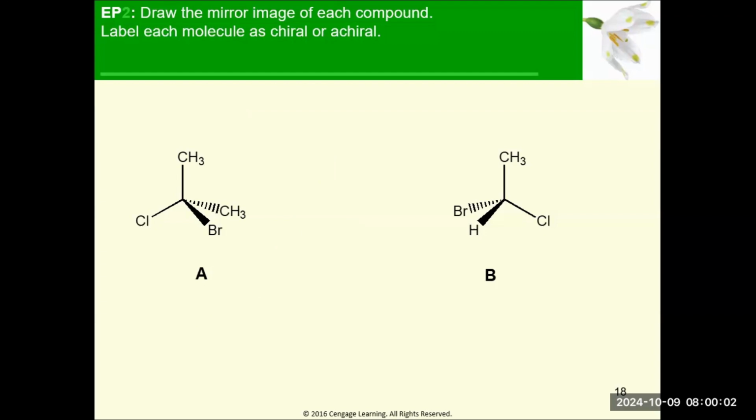The same if we draw the mirror image of this. Chlorine, hydrogen here, bromine here. They're bonded to 4 different things. These indeed are chiral.